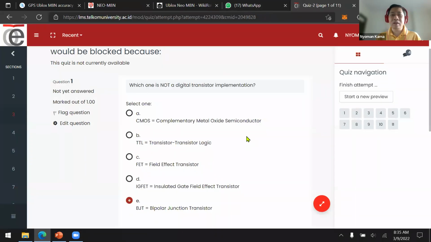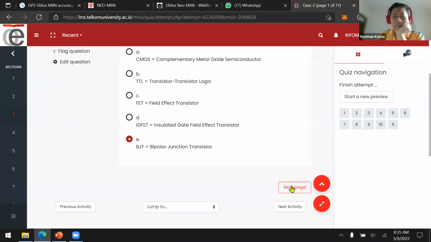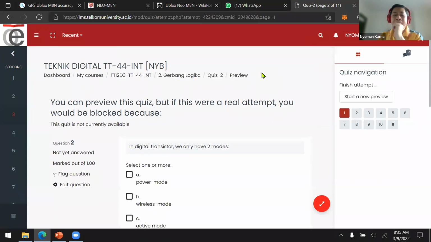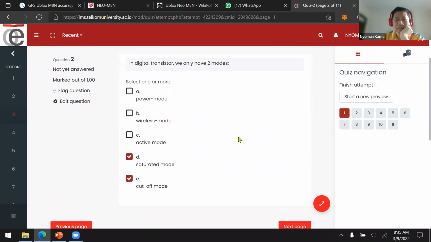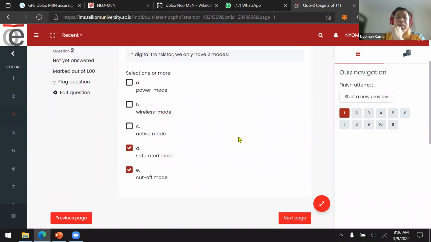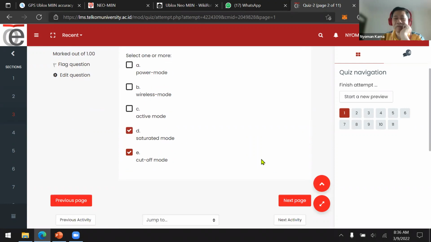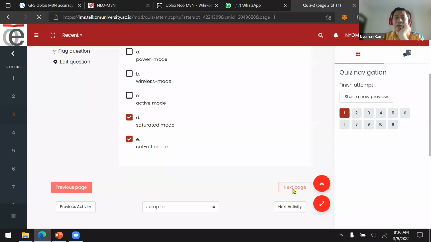Okay. Now, next question. In a digital transistor, we only have two modes, which are saturated and cut-off mode. The other one is active mode, but we're not going to use active mode in a digital transistor because it's supposed to work only in a BJT, bipolar junction transistor, for amplification purposes. Next.